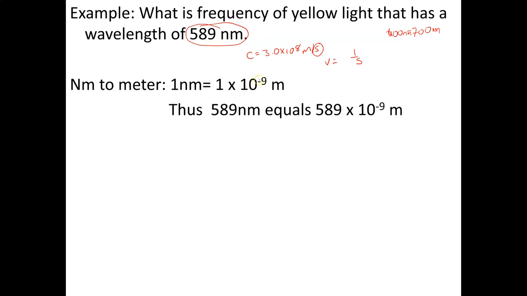All you have to do is just put 10 to the negative 9 at the end of it. That's all you got to do. I'm going to show you how that works mathematically. So we have 589 nanometers.